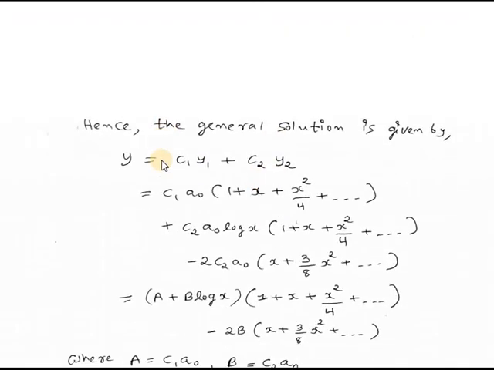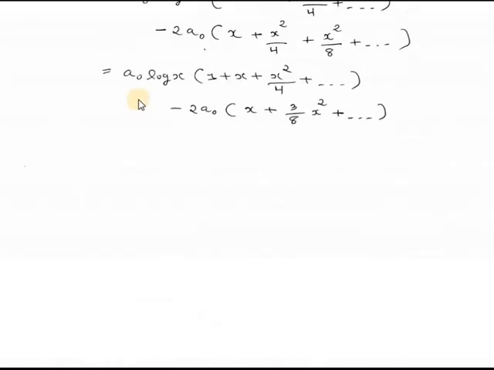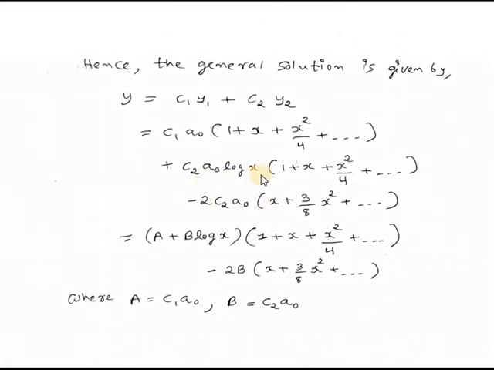Now the final general solution is given by y is equal to c1 y1 plus c2 y2. So c1, what is y1? That is our first solution, a0 in bracket 1 plus x square by 4 plus so on, plus c2, what is y2? That is our second solution. Multiplying this by c2, we will get c2 a0 log x in bracket 1 plus x square by 4 plus so on, minus 2 c2 a0 in bracket x plus 3 divided by 8 x square plus so on.